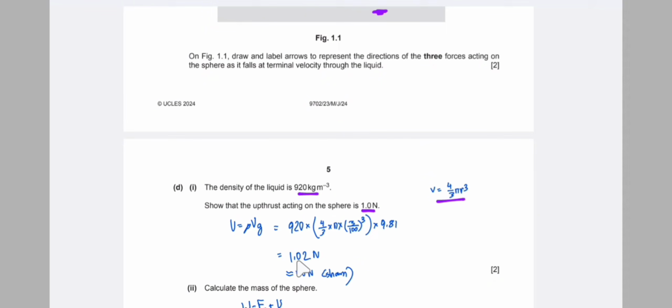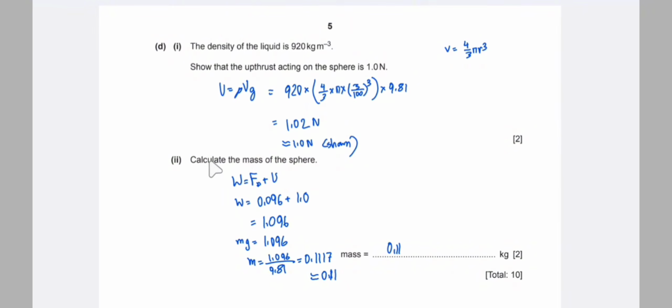That is approximately 1.2 something. But we need to give our answer to two significant figures, that is 1.2. So it is 1.0 Newton to 2 SF as shown. And for part 2, calculate the mass of the sphere.